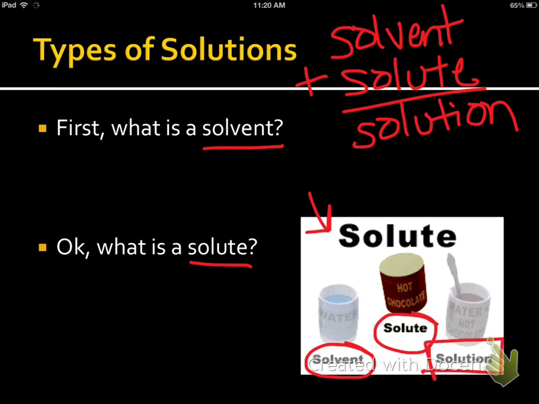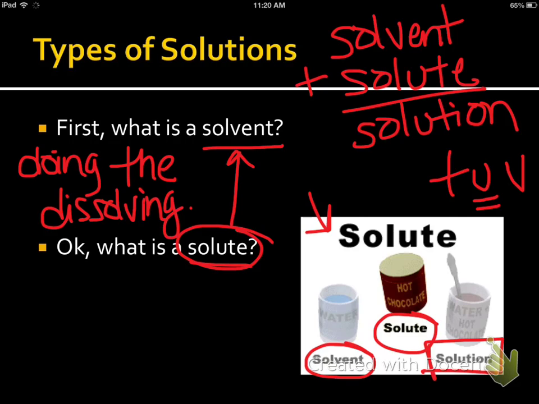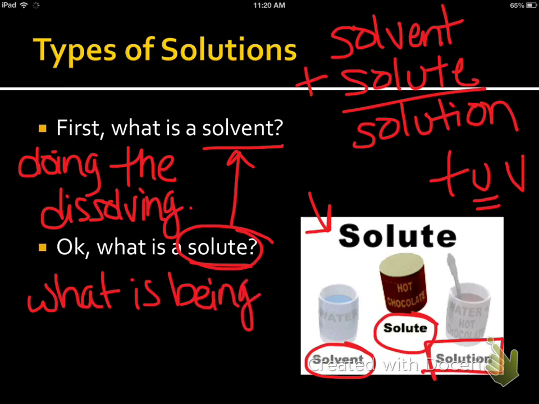The easiest way to remember this is to think about the alphabet: Q, R, S, T, U, V. U comes before V. So that means solute goes into solvent. Solute is what you are dissolving into the substance. The solvent is doing the dissolving. Like we just said, water is a universal solvent. And solute is what is being dissolved. So solutes are like your hot chocolate powder or your Kool-Aid mix.